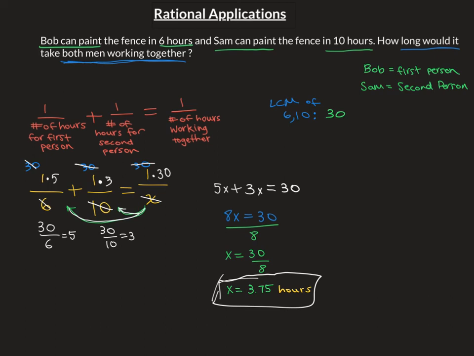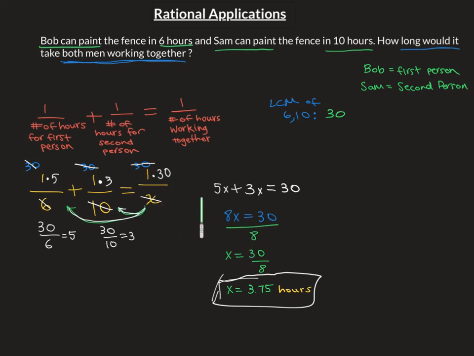So this is how you solve it. Just to recap, first you're going to want to plug into this equation: 1 over number of hours for first person plus 1 over number of hours for the second person equals 1 over the number of hours working together. And then you're going to plug it in. And then you're going to find the LCM, and in this case it was 30. Then you put that little 30 up top, and then you can go ahead and cancel. And then whatever is your remainder, you put into the numerator, such as 30 divided by 6 equals 5, so we put 5 in the numerator.